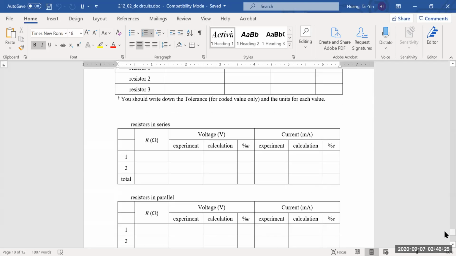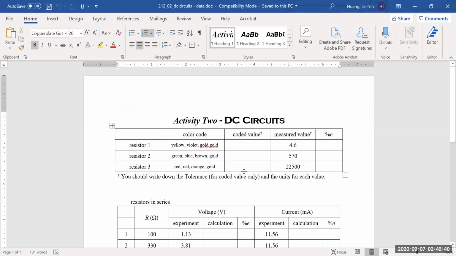Okay. Now regarding the table, let me just bring up the table. Table data, yeah. So the table that you're given, these are the color codes. So you need to look up the table and look at the color code, and the measured values are already given. So you just compare these two to get your percent error. You will use the coded value as the theoretical value, okay?